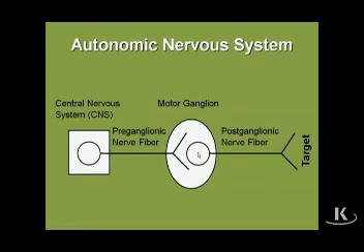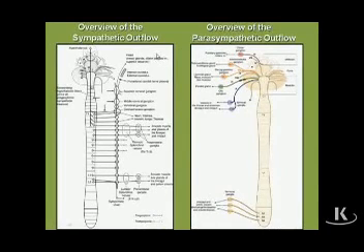What we're now going to want to do is distinguish two parts of the autonomic nervous system, the sympathetic nervous system and the parasympathetic nervous system. We're going to compare the two portions of the autonomic nervous system, the sympathetic portion and the parasympathetic portion. And before we talk about the differences between those two portions, let's make sure we understand the similarities.